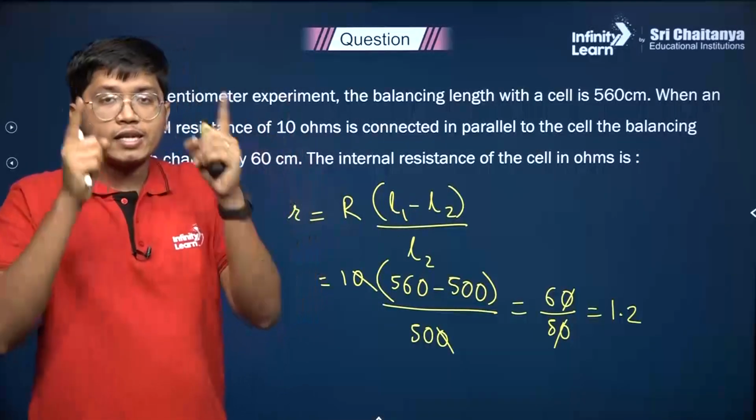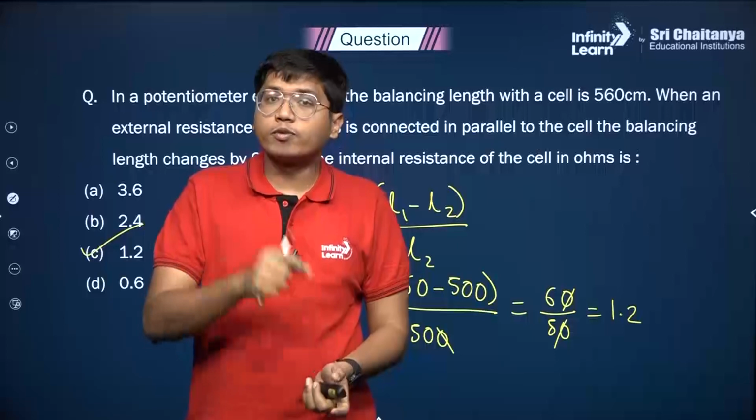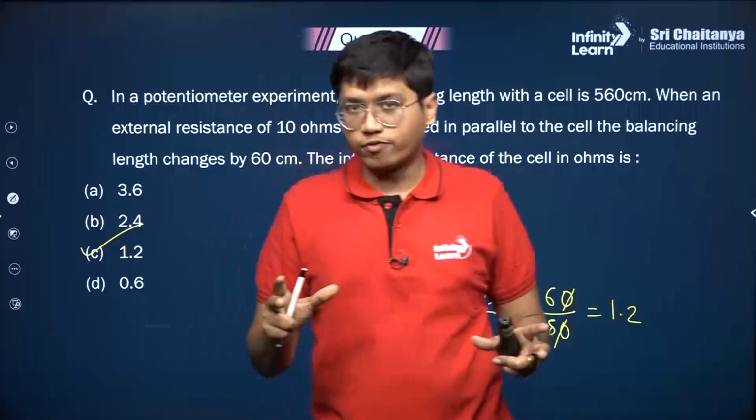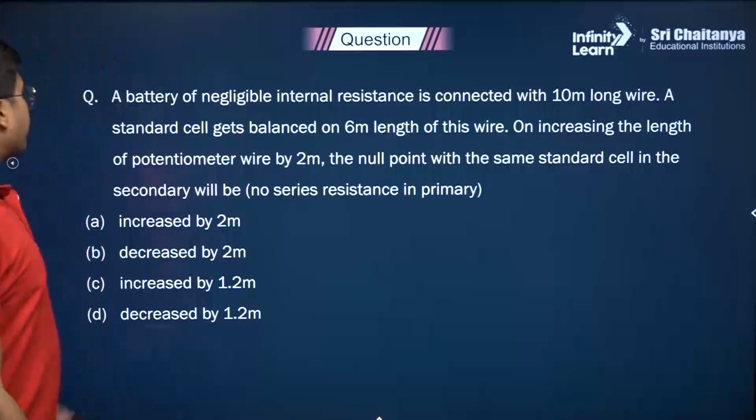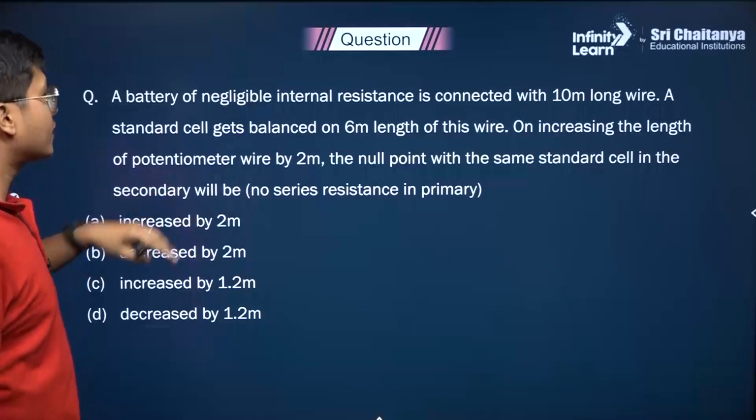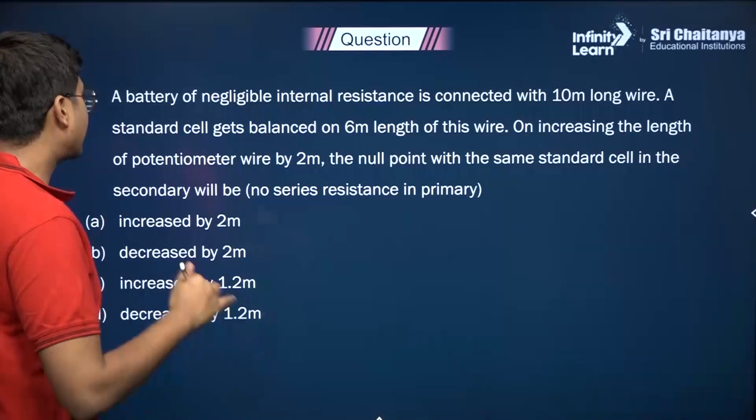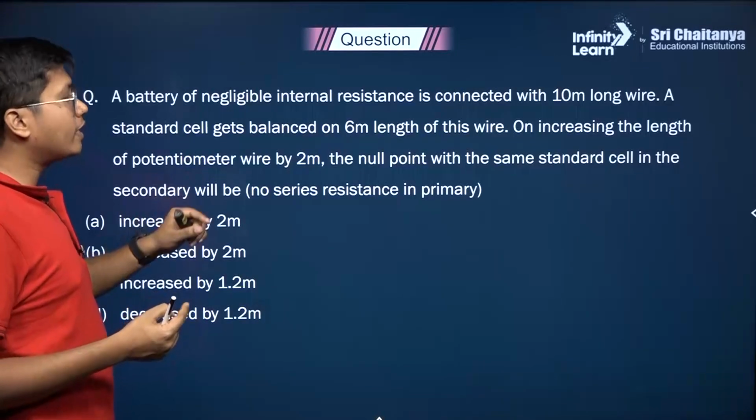You have to visualize it. That is why understanding why a potentiometer works is more important than just remembering the formulas. This question says that a battery of negligible internal resistance is connected with a 10-meter long wire. A standard cell gets balanced on 6-meter length of this wire.